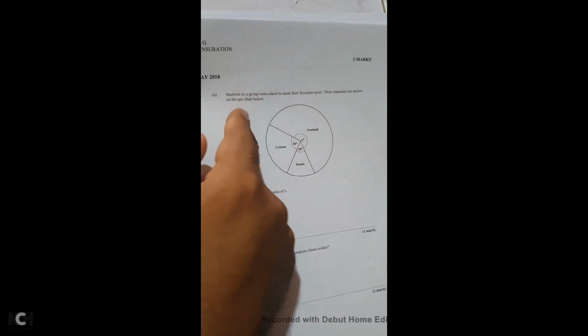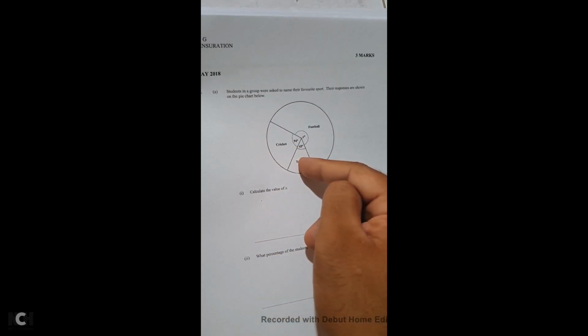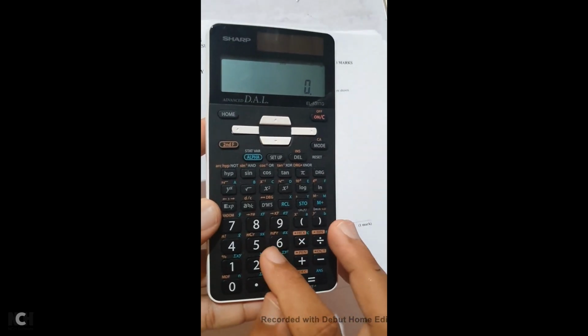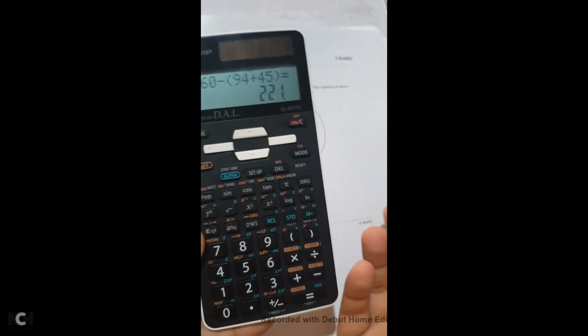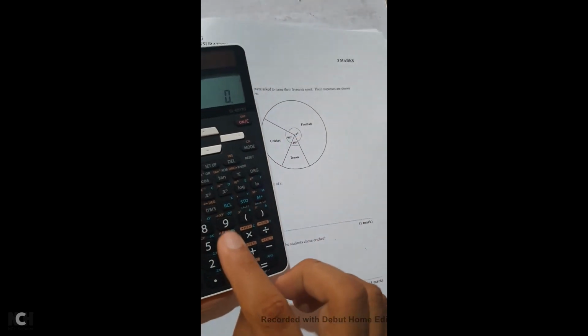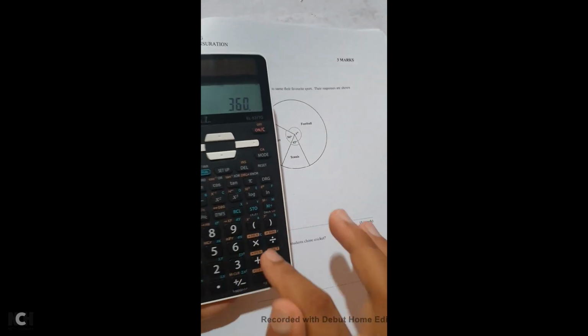Okay, so the next question is May 2018. We are asked to calculate the value of x. Now, as you can remember, the angles in a circle all add up to 360 degrees, right? So if this is 94 and this is 45, wouldn't it be 360 take away 94 plus 45, and we get 221. So the value of x is 221, right? Or you could have done it differently and say, okay, 94 plus 45 is 139, and of course, 360 take away 139, you would have gotten 221, right?